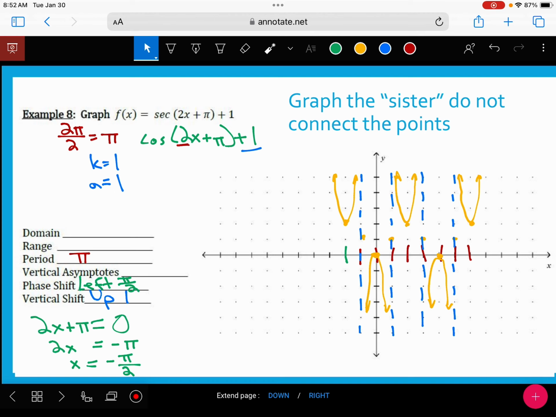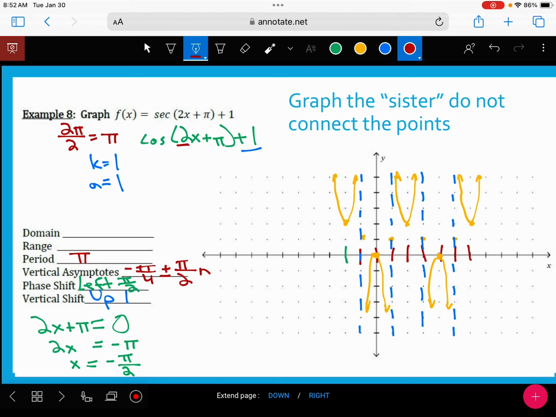From there, we can see our first vertical asymptote was actually at negative pi over 4. And then every asymptote is separated by a jump of half of the period. So here, it was plus or minus pi over 2 times n.